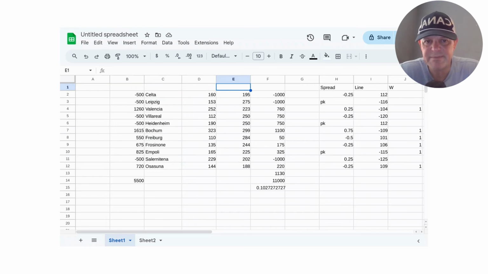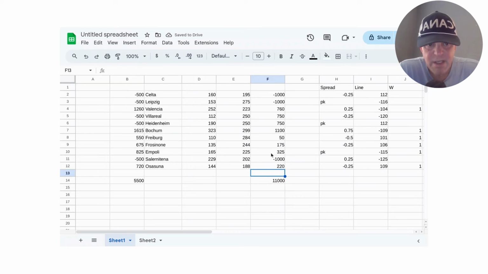Meaning I'm going to wager $500 on the home team, $500 on the draw side. So we're basically wagering $1,000 for each match. There were a total of 11 matches, so the total amount we're wagering is going to be $11,000 doing it this way.